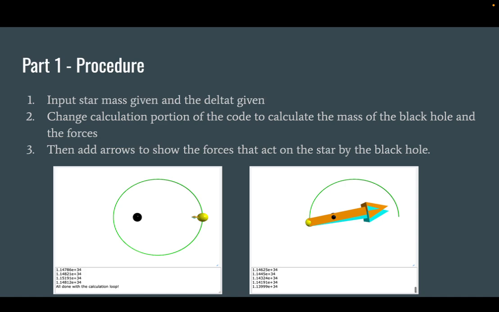The procedure. First we had to input the star mass, which was given, and then the delta t given. Then we changed the calculation portion of the code to calculate the mass of the black hole and the forces. Then we added arrows to show the forces that acted on the star. These are two different pictures. They show two different portions of the cycle, which just shows what the code would do. The arrows pointed out the perpendicular, the parallel, and then the net force.